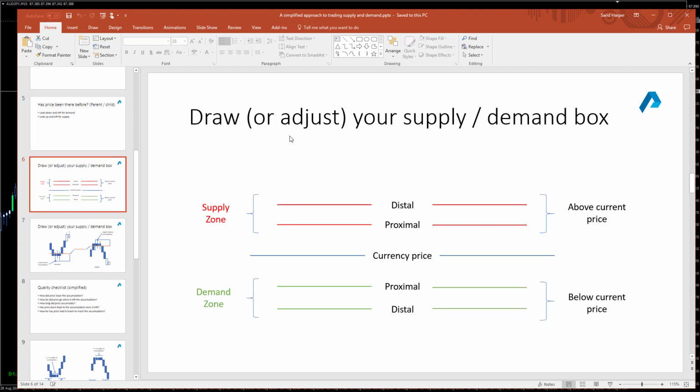If we have a quick look here, drawing areas of supply and demand, you have current price, and for supply, you have what we refer to as a proximal line. These aren't trading terms, these are just common English terms. We have the proximal area, which is the area that's closest to price. Then you have the distal, which is furthest away. And so the proximal is closest to price, as you can see, and the distal is furthest away.